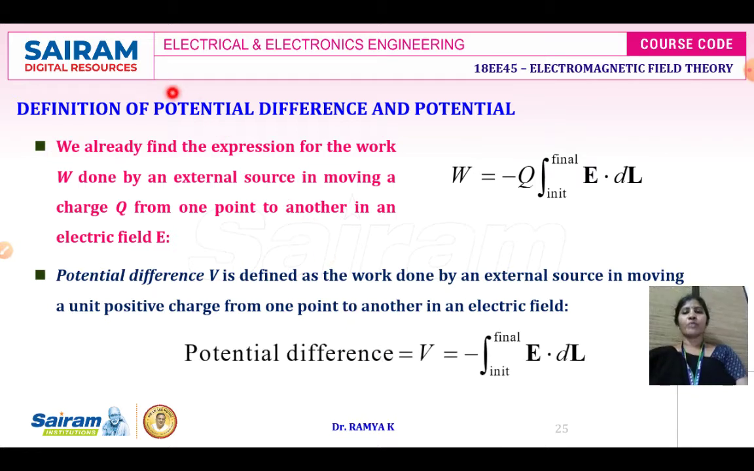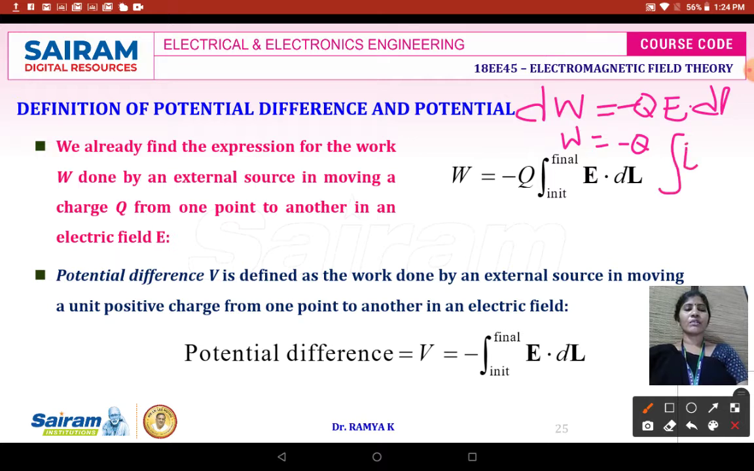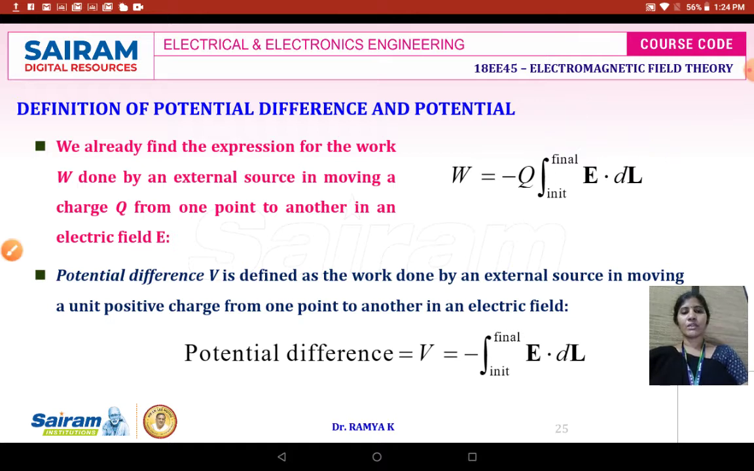Now the definition of potential and potential difference. Potential is nothing but, we know that work done. Work done in moving a unit positive test charge is represented as dW, which is equal to minus Q E dot dl. From this, W can be identified as minus Q integration between the initial limit to the final limit E dot dl. This is going to be the work done in moving a unit positive test charge from your initial point to your final point.